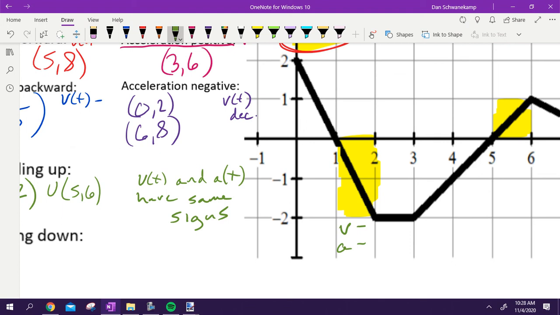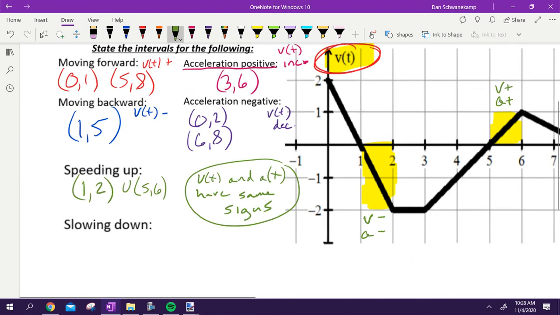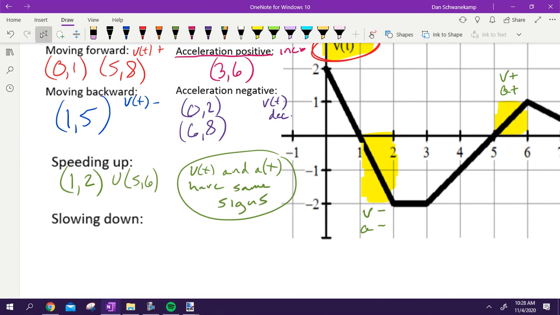Okay, same thing right here. My velocity is positive because I'm above the x-axis. My acceleration is also positive because I have positive slope. When you have the same signs, velocity and acceleration, you are speeding up. And that is the only justification you need for speeding up.